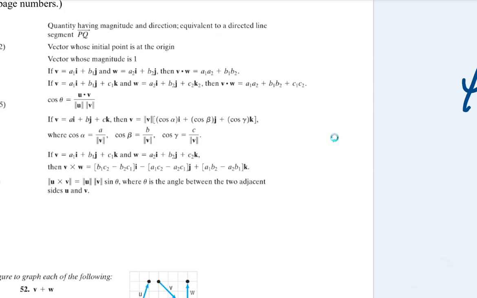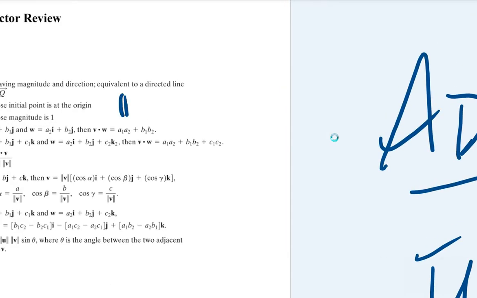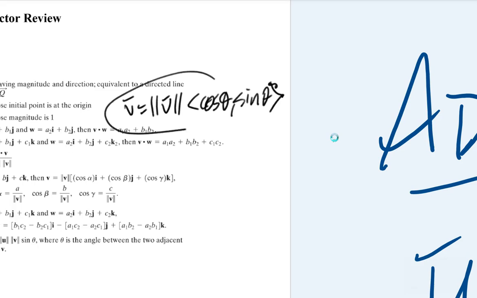Let's see. Oh, they don't have it in here, but you need to know it. So put it in there. So the magnitude of v, v is magnitude of v cosine theta, sine theta, like that. Okay, so know those, please.